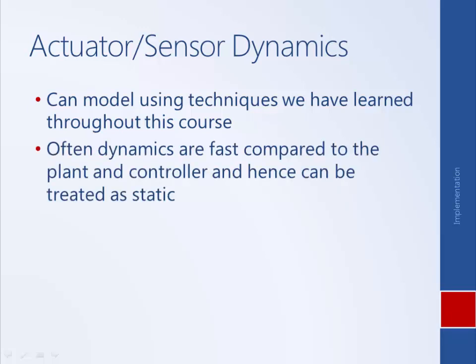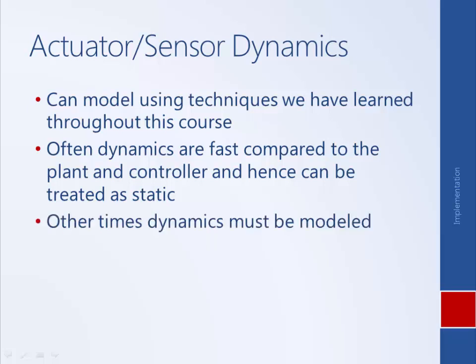If the dynamics of the sensor and the actuator are fast compared to the plant and the controller dynamics, which oftentimes they are, then we can treat them as static. It's this notion that if the poles are at least 5 times faster, then the transient effect of those components will be negligible, and we will just capture them in terms of their effect on the steady state gain of the system. If that's not the case, or if we need a certain level of fidelity that requires the dynamics to be modeled, then we can always do that.